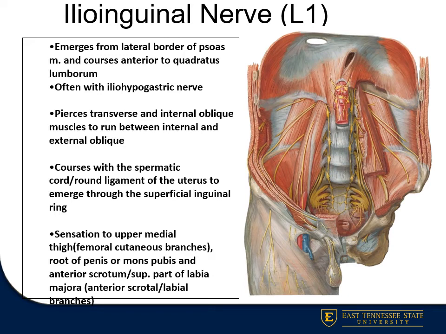Sometimes keep in mind the ilioinguinal and the iliohypogastric, instead of emerging from the lateral border of the psoas as two distinct nerves, occasionally you can see where the iliohypogastric and ilioinguinal will emerge from the lateral border of the psoas muscle as one nerve and then branch into two. So keep that in mind.